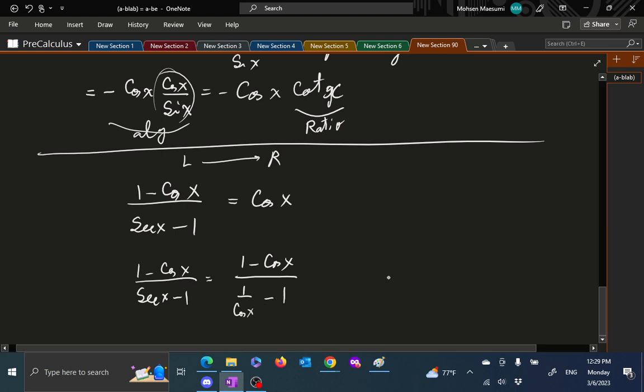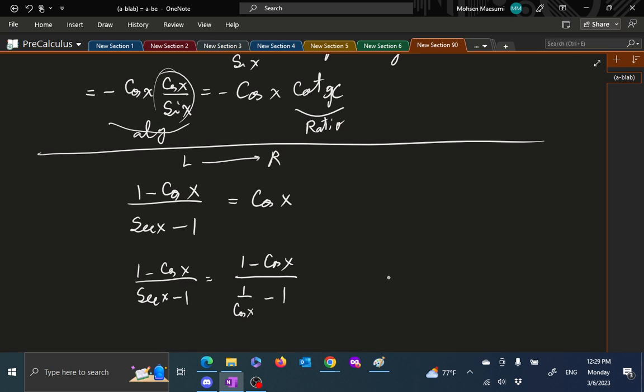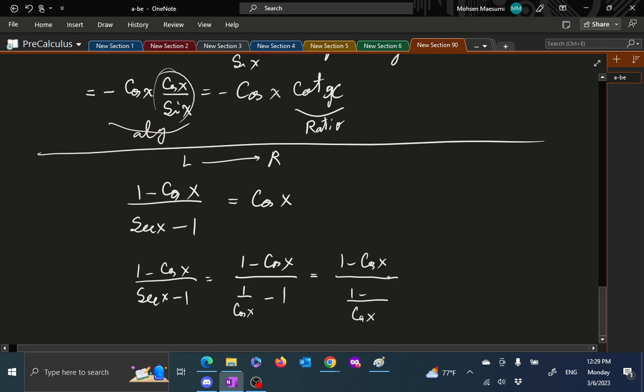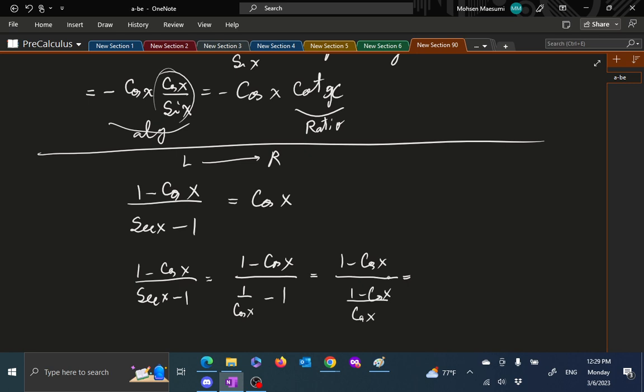At any rate, this is 1 minus cosine of x, and this is 1 over cosine of x minus 1. So if you manage to type a fraction in a fraction, we'll see if the software will like it. And then this is going to be 1 minus cosine of x. Now I take a common denominator, cosine of x, 1 minus cosine of x. And at this stage, it's just algebra. This is 1 minus cosine of x. Numerator over denominator, you multiply by the reciprocal of the denominator. So of course these two cancel, and you are left with cosine of x.